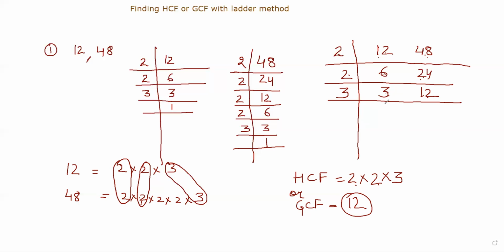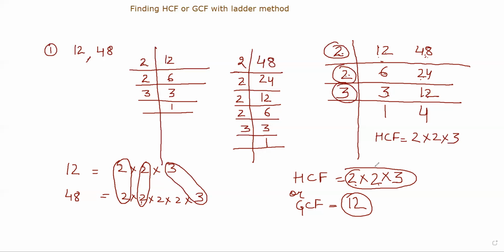Okay, as we write it in the LCM method also. So 3, if I divide by 3, I get 1. And 12, if I divide by 3, I get 4. So I don't need to continue my prime factorization as we do in the LCM over here, because I only need the product of common factors. So HCF of 12 and 48 is 2 times 2 times 3. If you can see over here, we're getting the same answer. 2 times 2 times 3 is equal to 12.